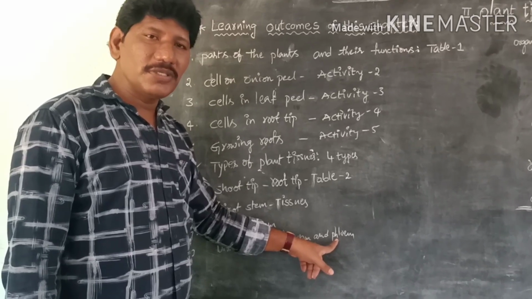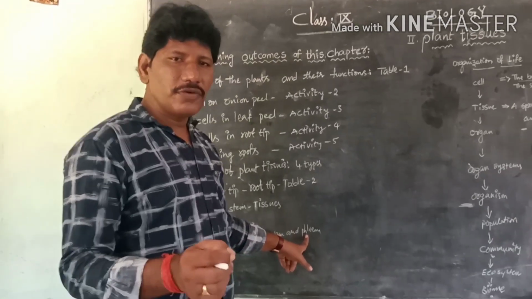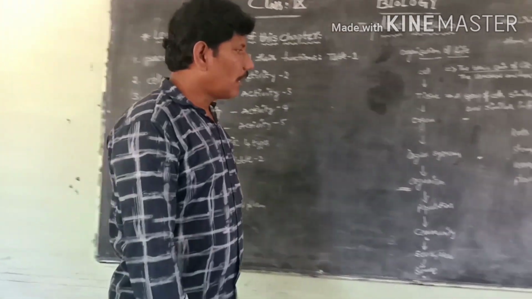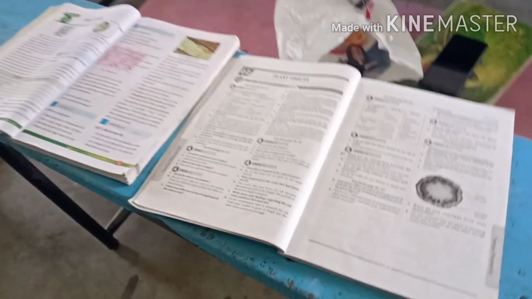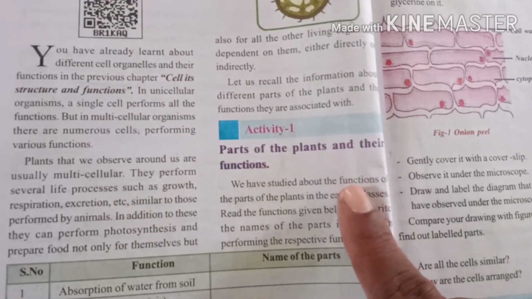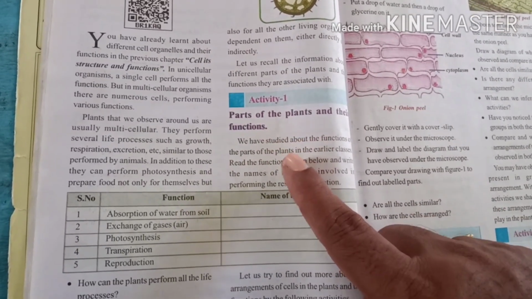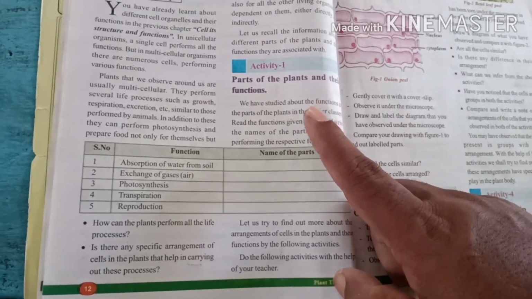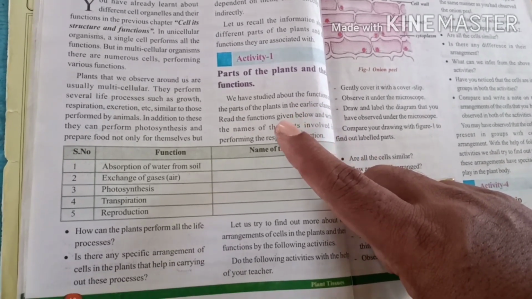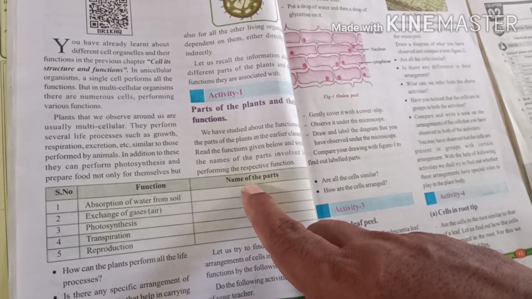Of course, xylem and phloem are vascular tissues or conductive tissues, which are complex tissues made of different types of cells. Coming to the textbook, page number 13. When we go to that page, activity number 1 is given. Activity number 1 gives you all the parts of the plants and their functions. The plant parts are, for example, roots, stem, leaves, flowers. As we know the parts of the plants, the functions are given and they are asking for the name of the parts.